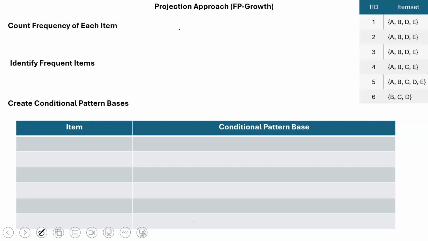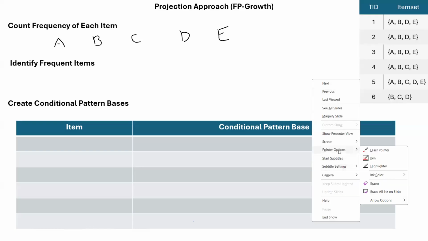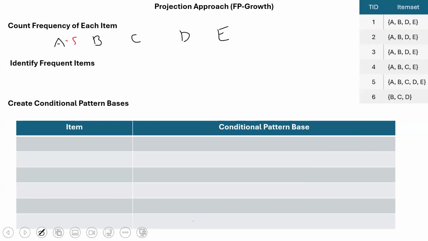The first step is to count the frequency of each item. That is nothing but finding what items we have. You again have 5 items: A, B, C, D, E. So these are the items that we have. Count the support of each item. What is the support of A? Support of A is 5, right? What is the support of B? Support of B is 6.